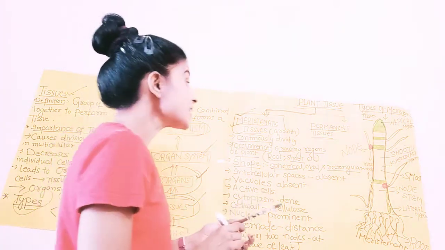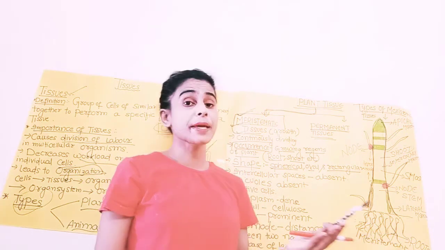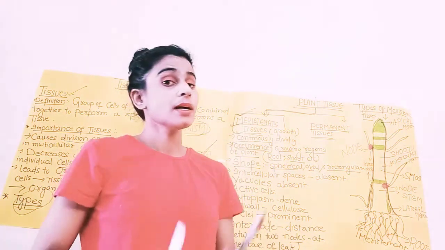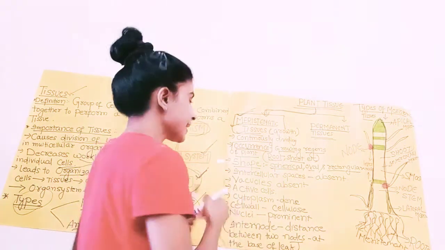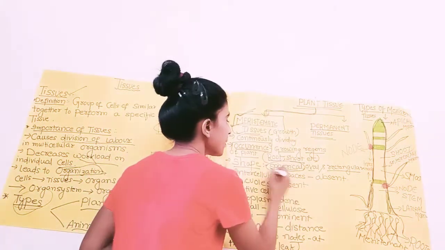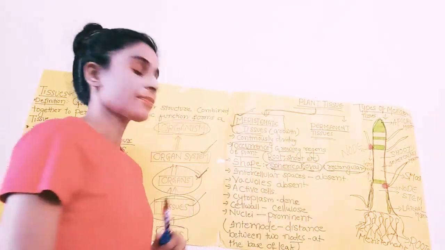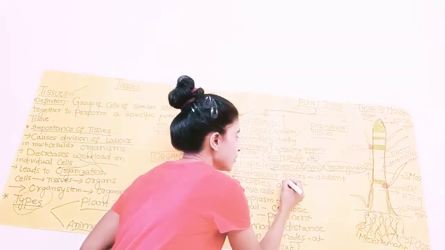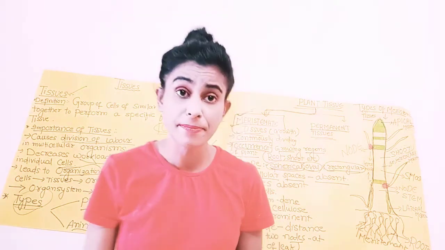Now, what is the shape of these tissues? They may be spherical in shape, rectangular in shape, or oval in shape. What is the shape of meristematic tissue? It is spherical, oval, and rectangular in shape. Got it? Now, intercellular spaces are absent in case of meristematic tissues.